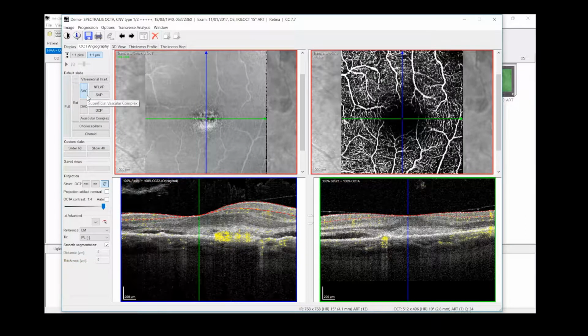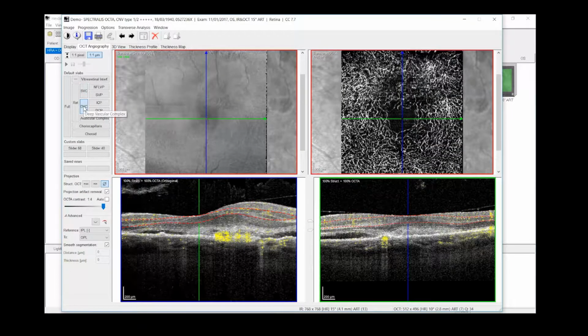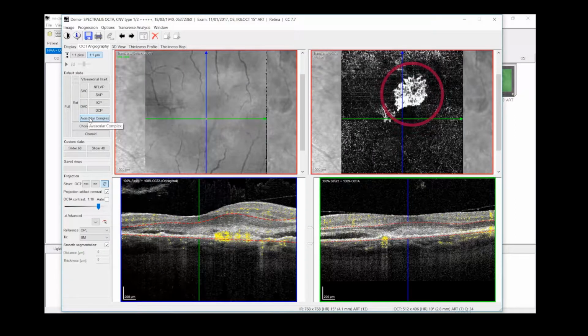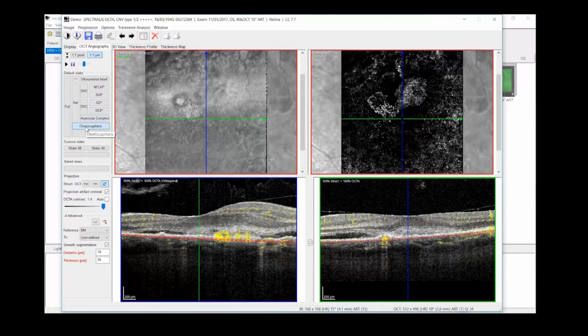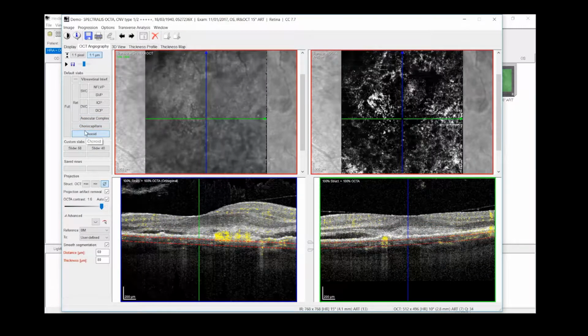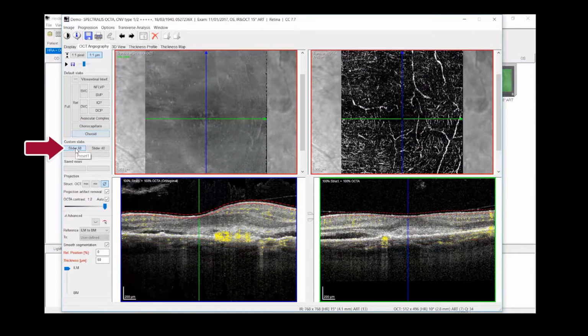Superficial vascular complex is normal. Deep vascular complex again appears normal. The avascular complex shows a clearly defined vascular lesion. The choriocapillaris segmentation shows another vascular lesion and the choroid disorganization or disruption to the choroidal vasculature.